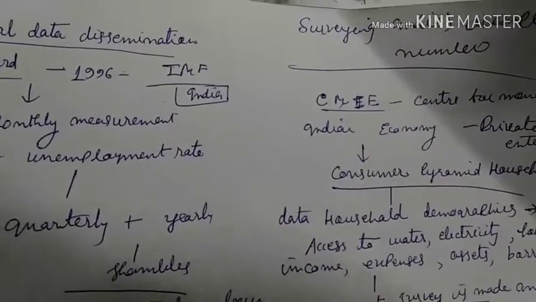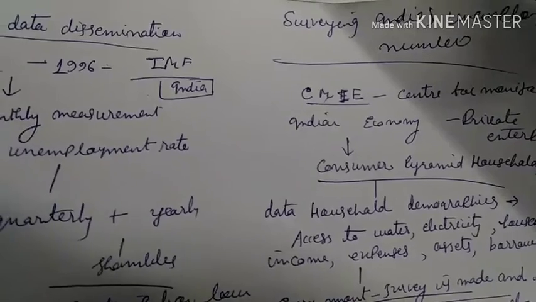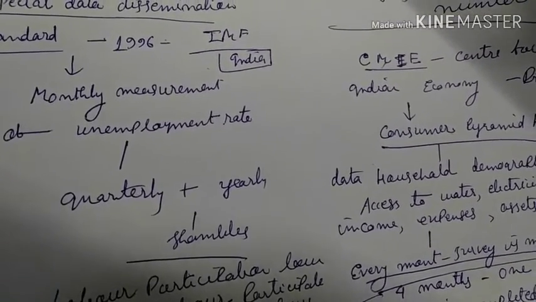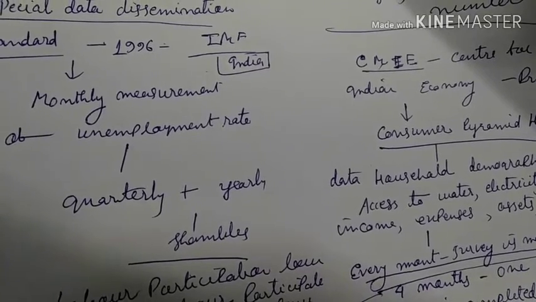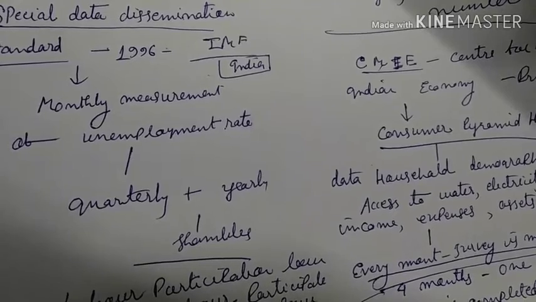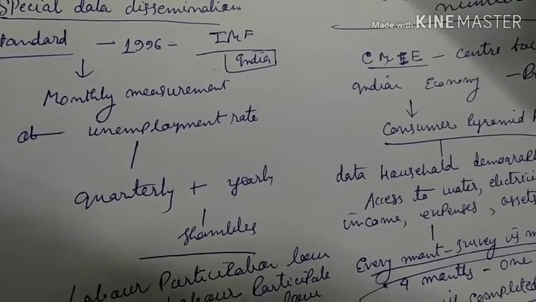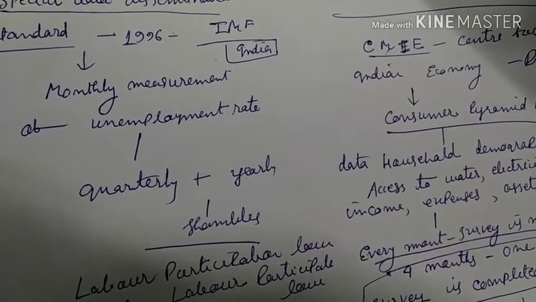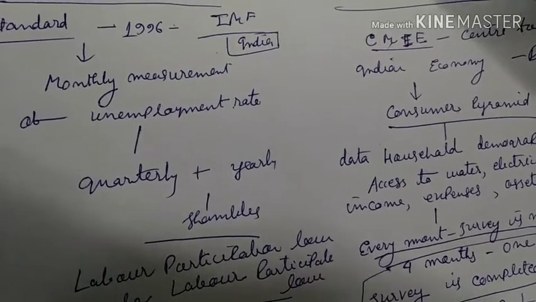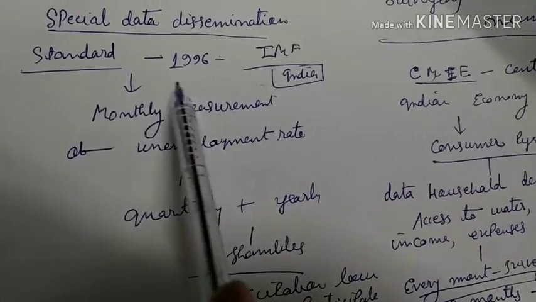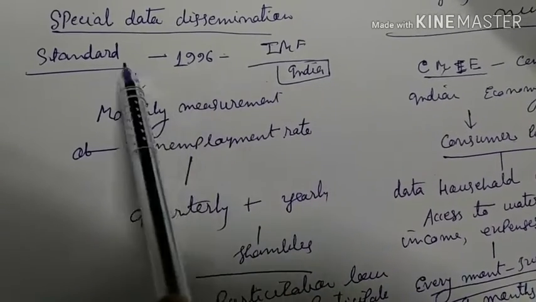Another important article, surveying India's employment numbers. This article has focused on two points: what is the gap in revealing or surveying unemployment data in the country, how the private enterprises fulfilled this gap, what are the findings of this private enterprise's unemployment data, and what are the reasons for sluggish employment. Another important thing here is that it has mentioned the Special Data Dissemination Standard.